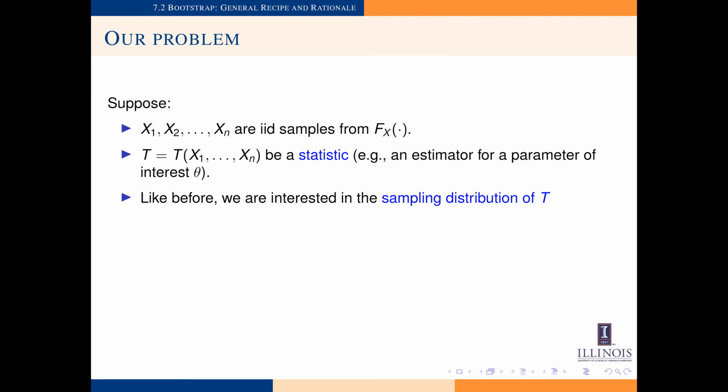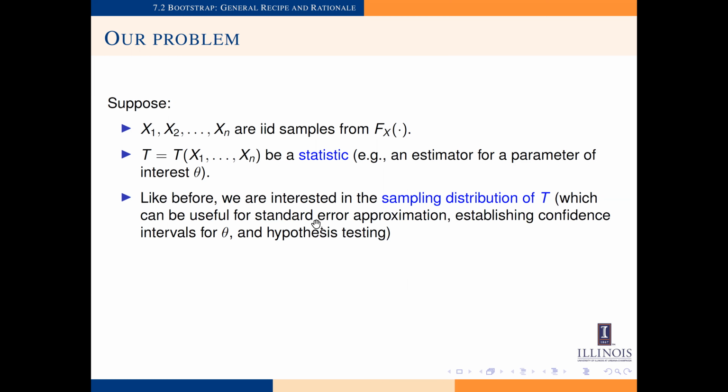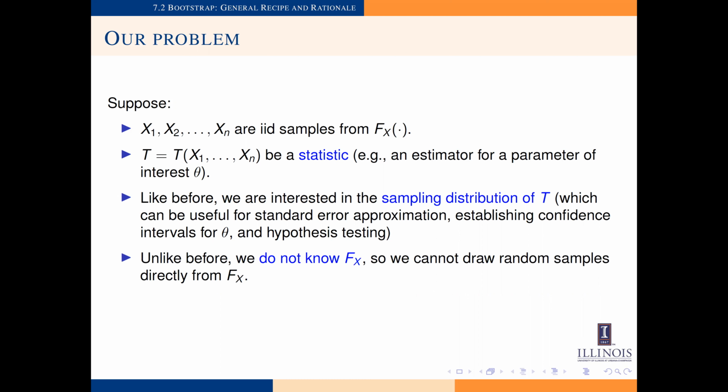Like the case for Monte Carlo inference, we are interested in the sampling distribution of t. The sampling distribution of t can be useful for many things, such as standard error approximation of an estimator, establishing a confidence interval for theta, and doing hypothesis testing. However, unlike the case of Monte Carlo inference, we do not know fx. This implies that we cannot draw random samples directly from fx.